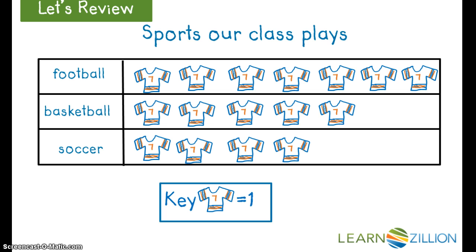So let's go ahead and review. Here we have our picture graph. I noticed the title, sports our class plays, and the categories, football, basketball, and soccer. And of course we have the key there, one shirt equals one student. So 7 students like football. 5 students play basketball. And 4 students play soccer.